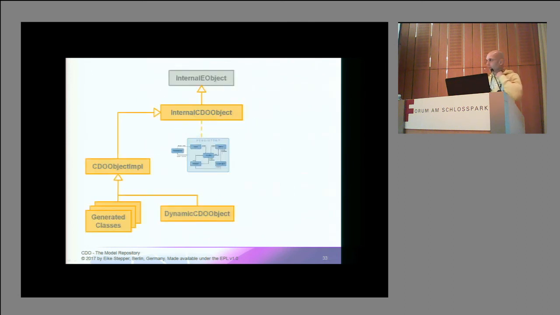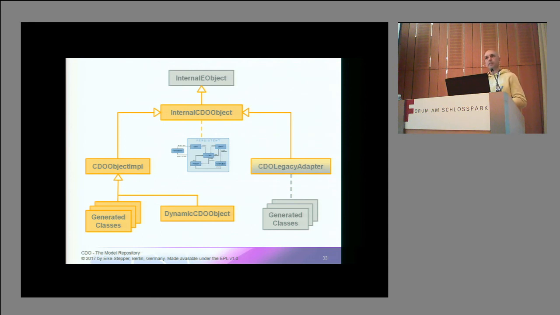So CDO can work with two kinds of models. We call them native and legacy models. Normal EMF models are, from a CDO perspective, legacy models, and CDO can work with them through our legacy adapter layer. But when you really have large models and you want these scalability benefits, then you need to regenerate your model for CDO, and then we call it a CDO native model.